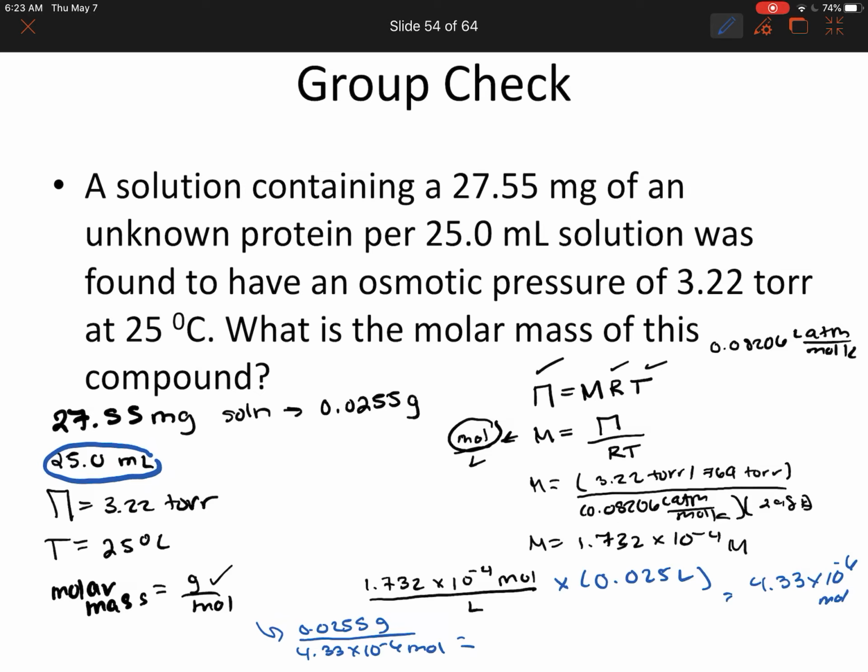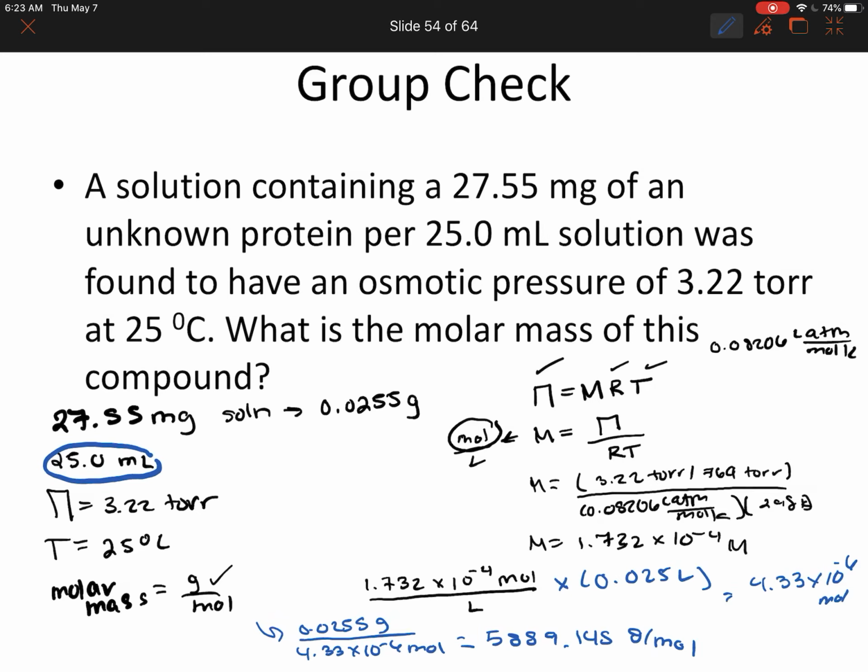Now, to find your molar mass, you take your 0.0255 grams, divide by your moles, 4.33 times 10 to the negative 6 moles. And what do we get? Very, very high molar mass, 5889.145 grams per mole.